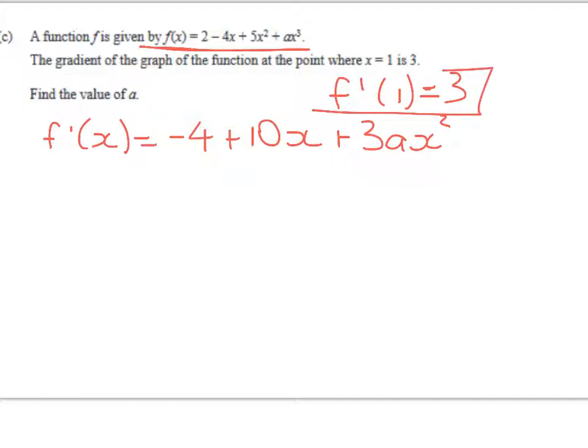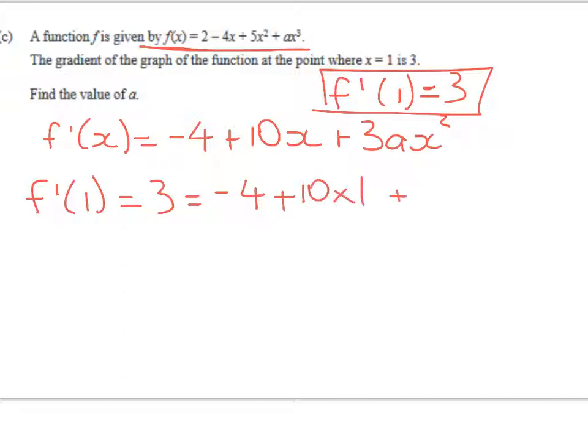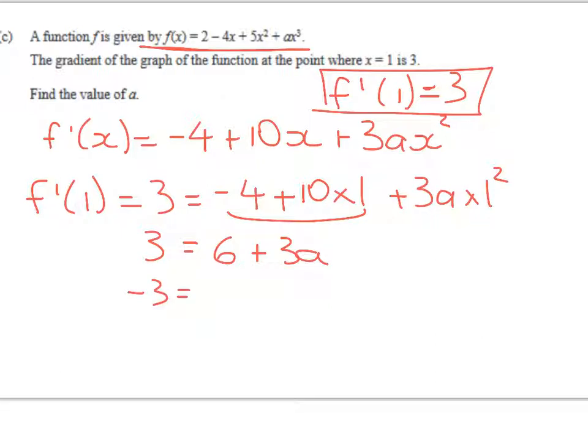And we're going to substitute this in. So we're told that f dash of 1 is equal to 3. So that's equal to negative 4 plus 10 times 1 plus 3a times 1 squared, which gives us 3 equals, we're doing this bit in our heads, negative 4 plus 10 gives me 6. 6 plus 3a, negative 3 equals 3a, a is equal to negative 1. So that's all for that one.